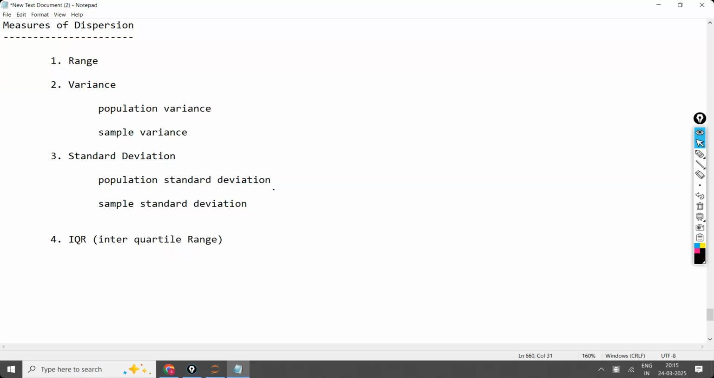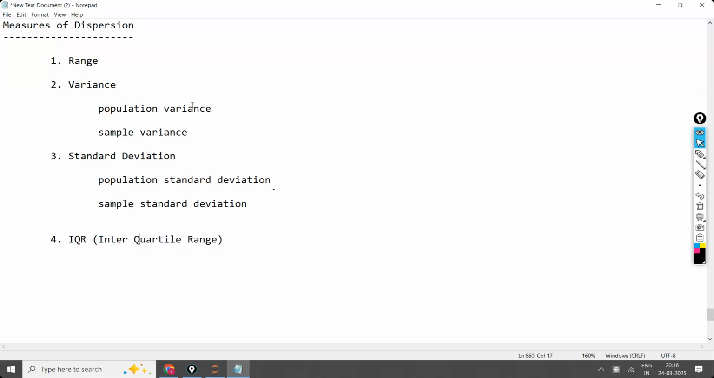These are the 4 measures. Interquartile range: I stands for inter, Q stands for quartile, and R stands for range. This is the 4th measure. These 4 measures come under measures of dispersion.